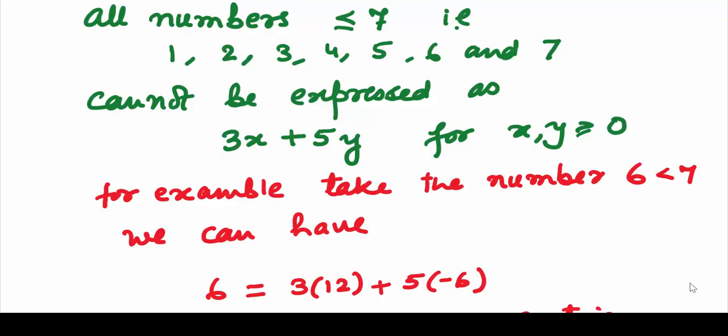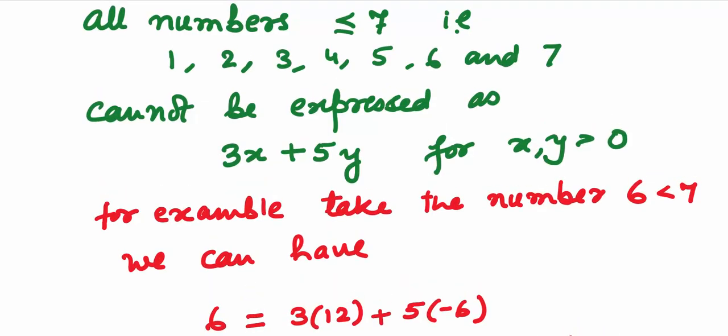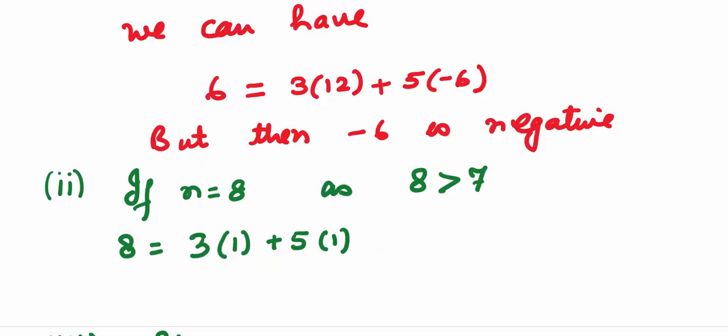Let's take the example of number 6, which is less than 7. We can write 6 as 3 into 12 plus 5 into minus 6, that is 3x plus 5y. 6 is equal to 3 into 12 plus 5 into minus 6. Here x is nothing but 12 and y is nothing but minus 6. We have been able to write 6 as a linear combination of 3 and 5, but then minus 6 is negative, whereas the condition is that x and y have to be non-negative. So 7 cannot be expressed as a linear combination of 3 and 5.